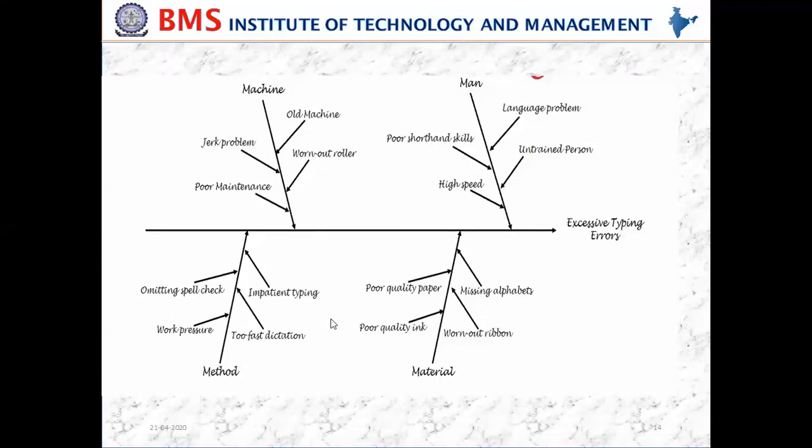So these are the possible causes which give the typing errors. They have to be ranked, I mean identified, and then we need to take the corrective action on that particular possible cause. So these are the two examples which we discussed.